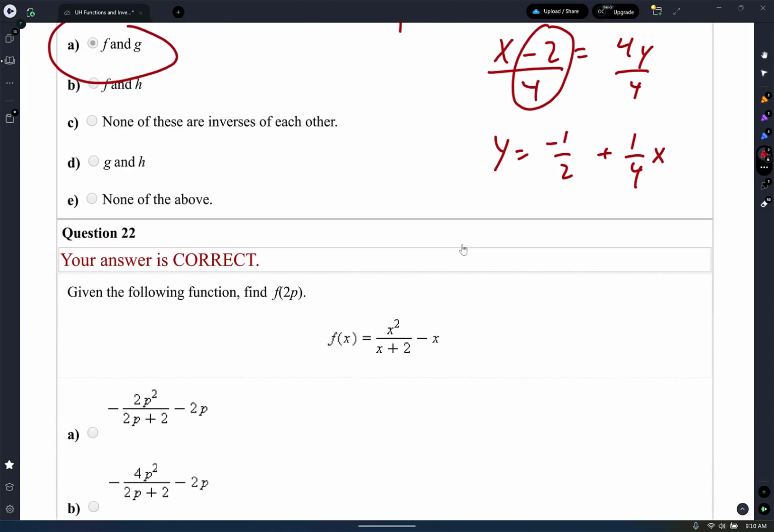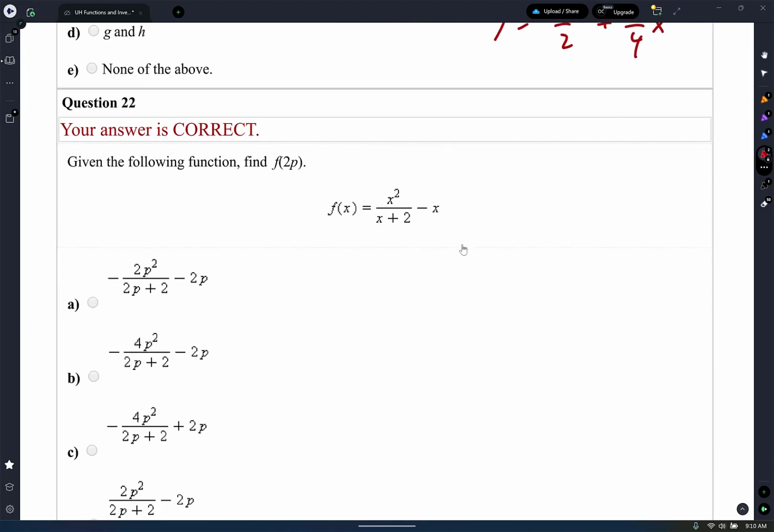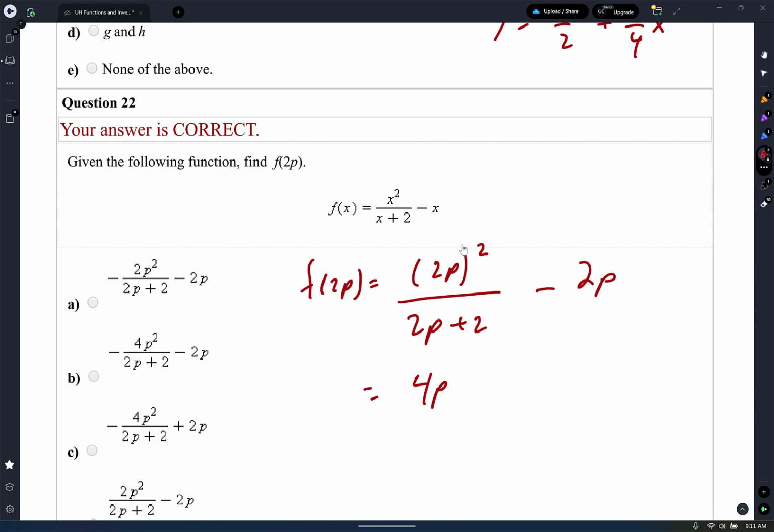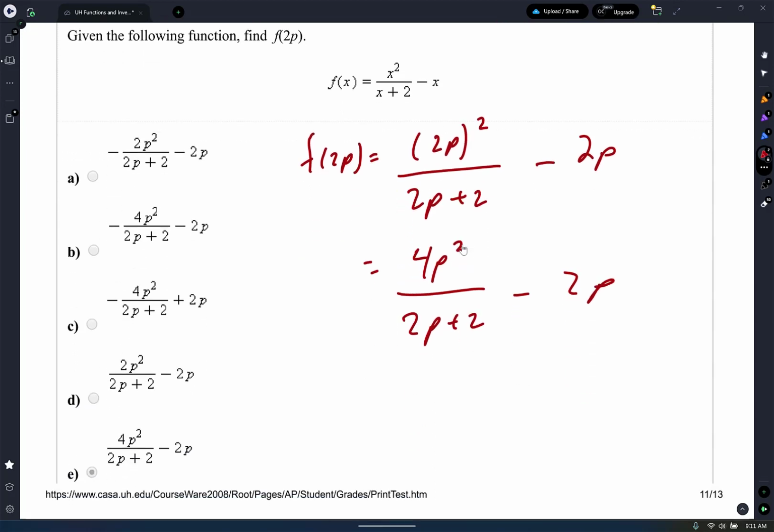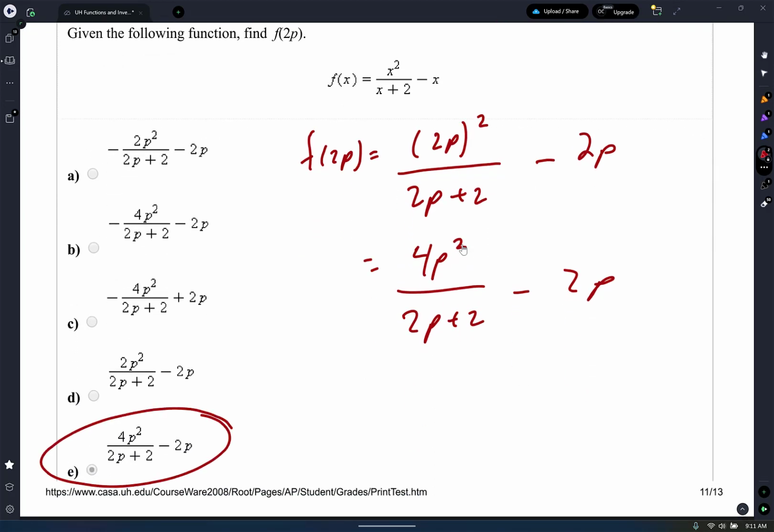All right, question 22. Find the following functions. Find f of 2p. Just plug in 2p, guys. f of 2p equals, parentheses, 2p close it squared over 2p plus 2 minus 2p. 2p, when I square it, that turns to 4p squared over 2p plus 2 minus 2p. Okay, let's look for that. There it is. That's how you're doing.